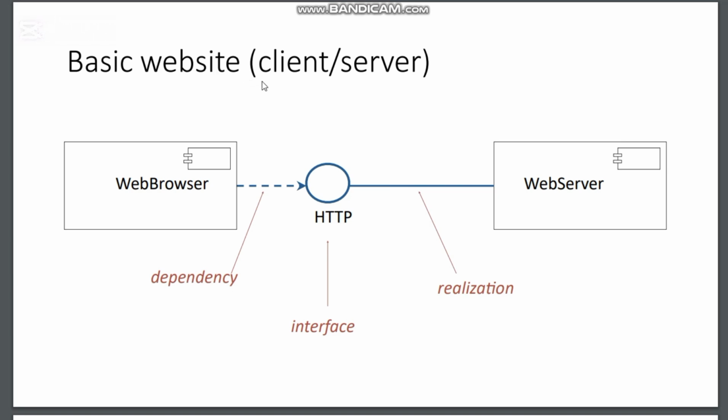Here, this is basically the basic website client-server architecture style. Here we have a web browser, which is on the client side. Then there is a dependency on HTTP. This is an interface, and this is the realization. If you remember, in the 16th chapter we will learn about realization, which is basically the interface. So this is the web server's interface, HTTP, and the web server is on the server side, and this is for the client side. So this is basically the basic website layout that was used.